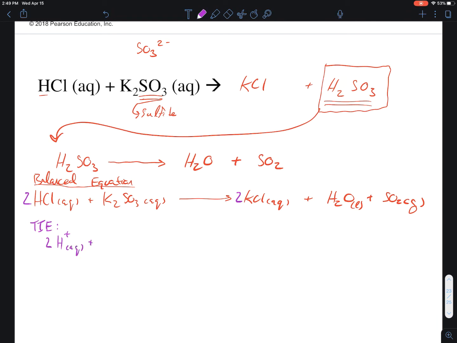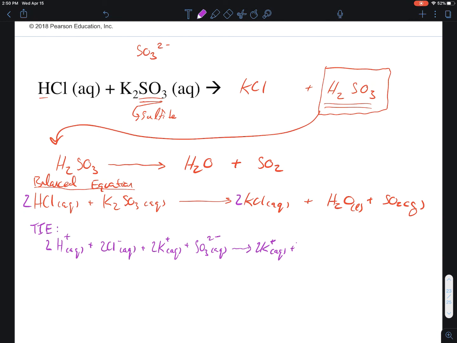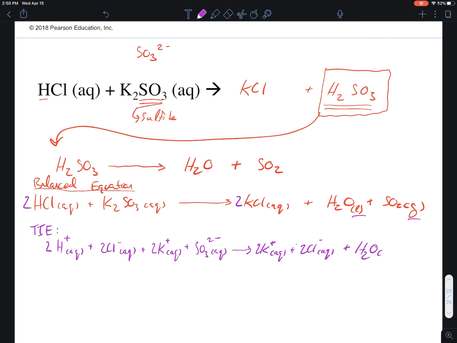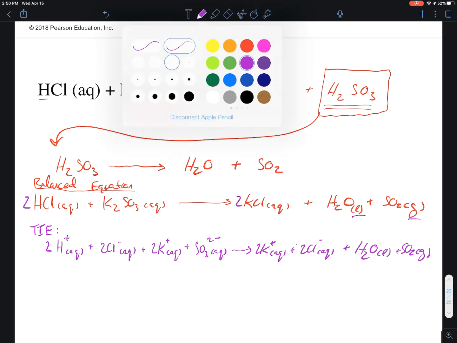That means we've got 2H plus aqueous plus 2 chlorides, also aqueous. Potassium sulfite is going to be aqueous: K2, so 2 potassiums, aqueous, plus SO3 2-, also aqueous. That's going to give you 2 potassium aqueous plus 2 chloride aqueous, plus water is a molecule, SO2 is a molecule, so you just leave them. H2O liquid plus SO2 gas. That is your total ionic equation.